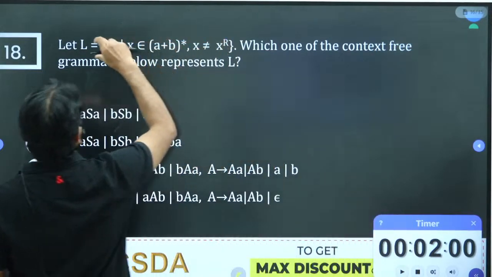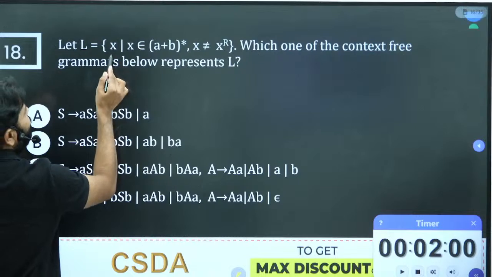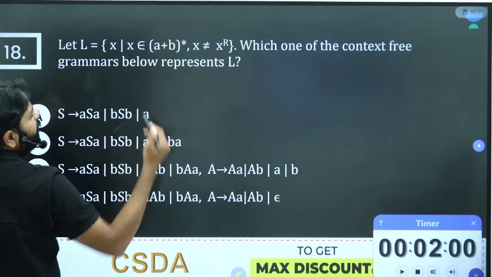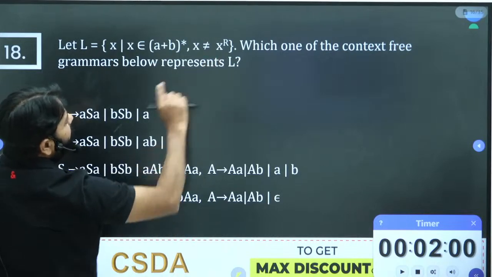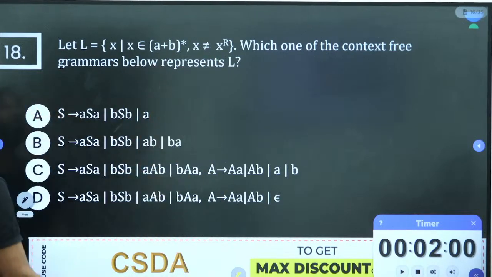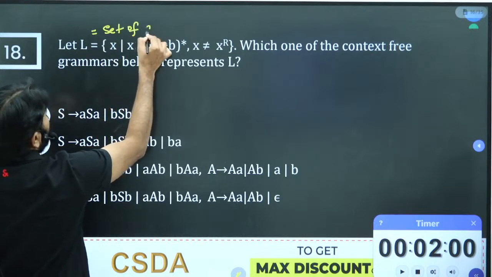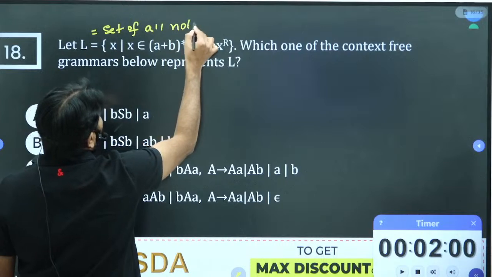You have understood this language? Every x who is in (a plus b) whole star, but it should not be a palindrome. X not equal to x power r means it should not be a palindrome. So set of all non-palindromes. Correct answer? Set of all non-palindromes.